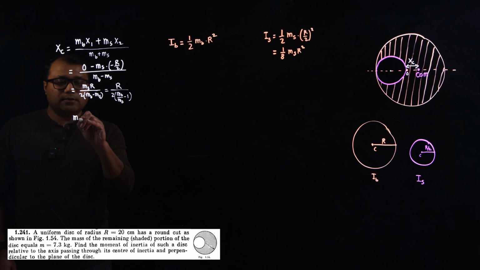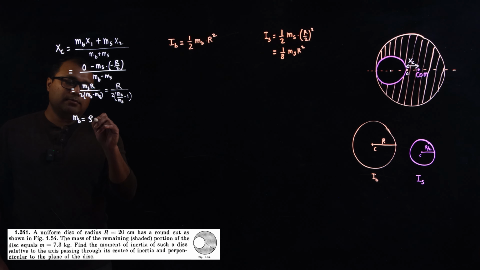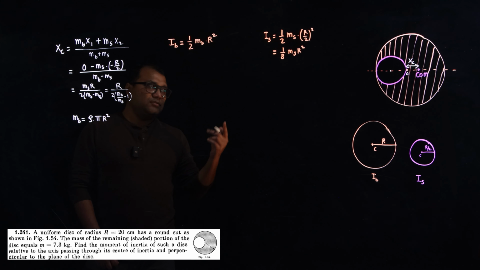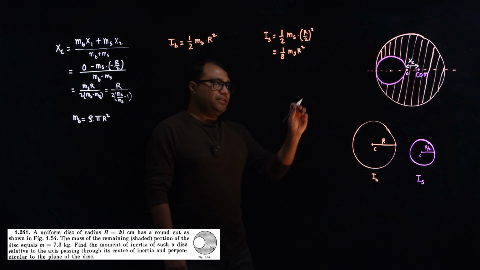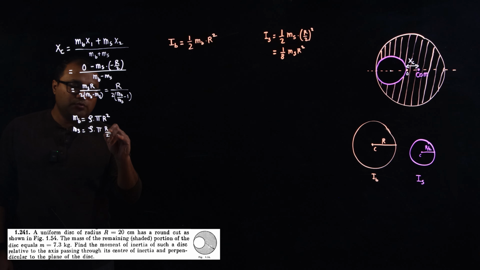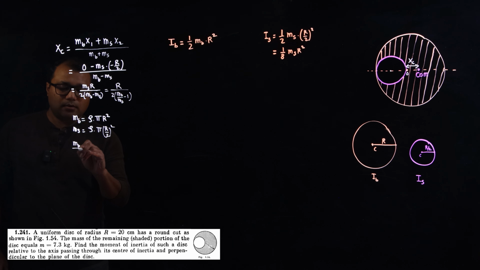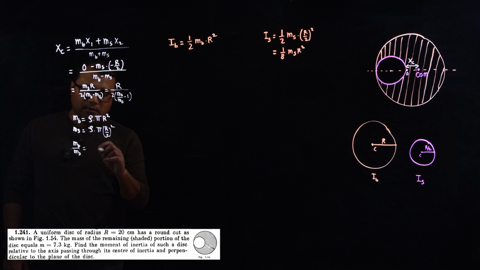So the mass of the bigger disk is density times volume, which is pi r square times 1, let's just think of it as unit thickness. And the mass of the smaller disk is rho times pi (r by 2) square. So MB by MS will be, pi rho r square gets cancelled, so 1 by 1 by 4, which is 4.